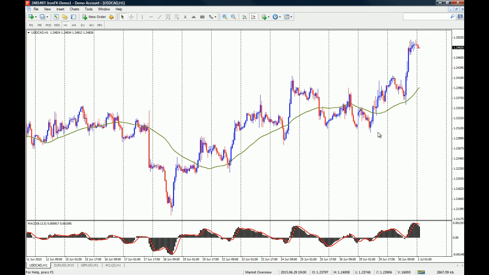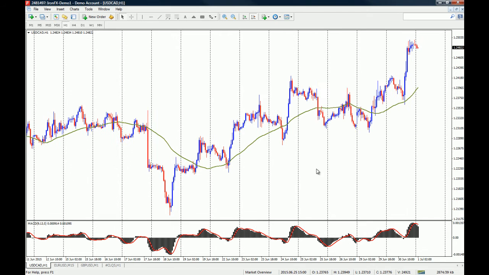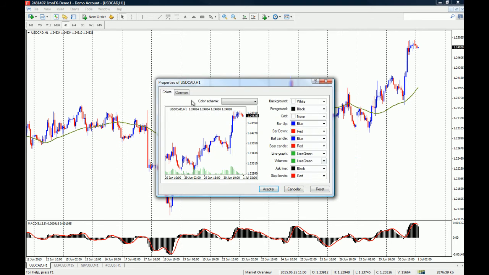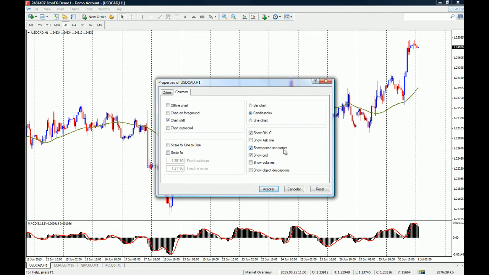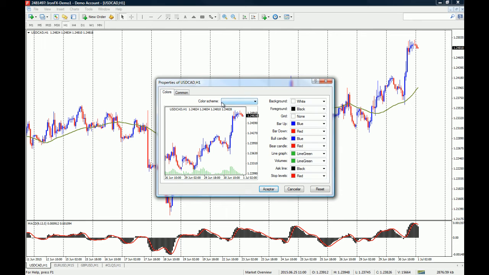Now, you may notice that we have some separators here. These separators give us the beginning and the end of each session. To enable or disable these separators, you go to properties, you go to common, and you go to show period separators. And because I don't like my charts to be overwhelmed, I have decided to not have a grid on it.